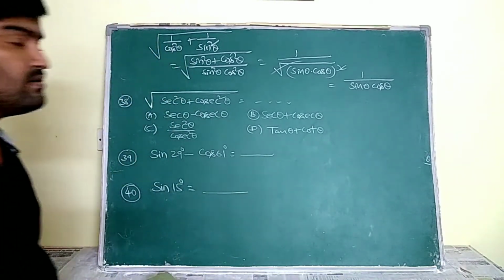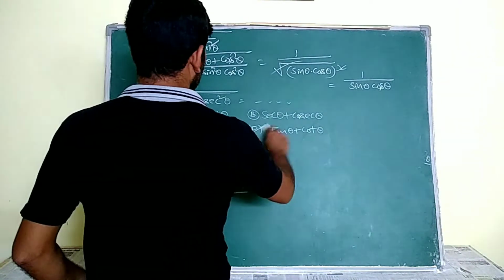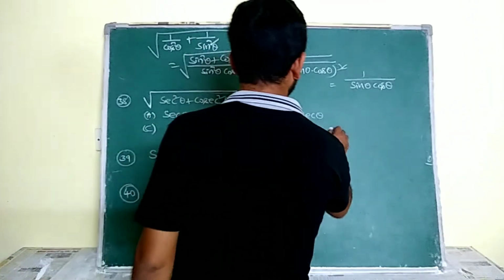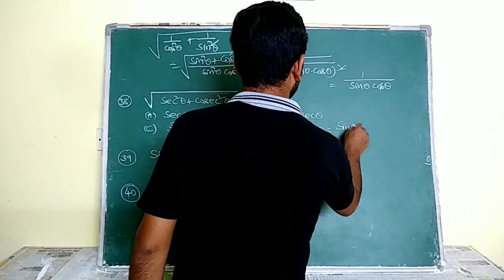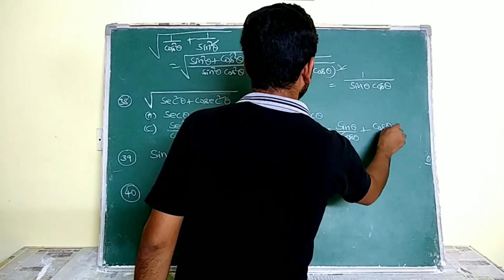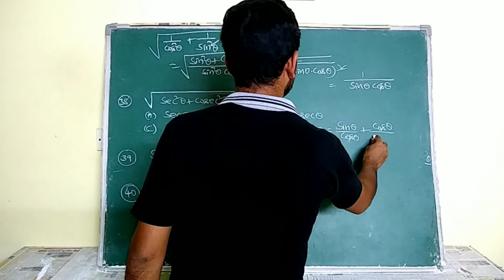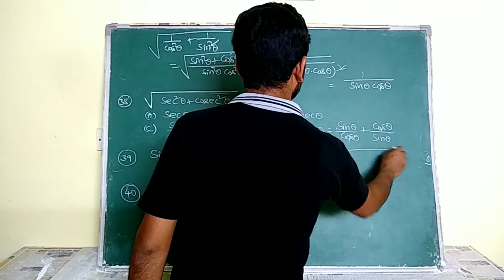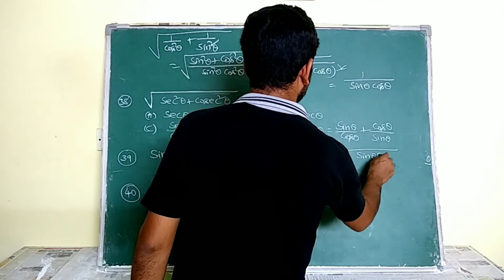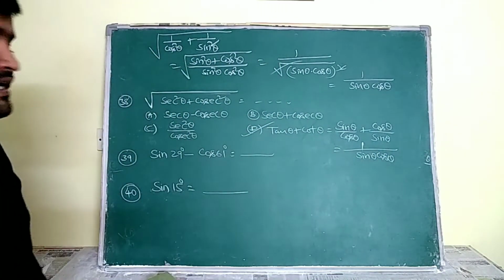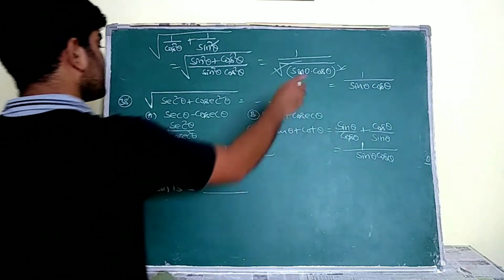1 by sin theta into cos theta is nothing but tan theta plus cot theta. Why? Because if you simplify this, this is sin theta by cos theta plus cos theta by sin theta. By simplifying this, here also you are going to get sin theta into cos theta, and the numerator is 1. Why? Because sin square theta plus cos square theta is 1. So this is equivalent to D.